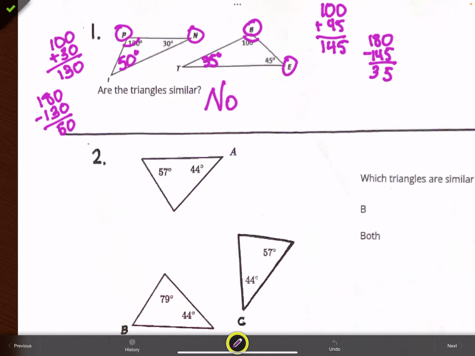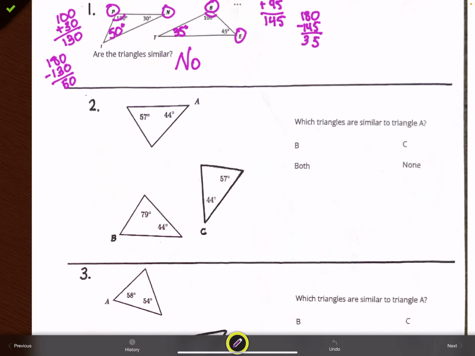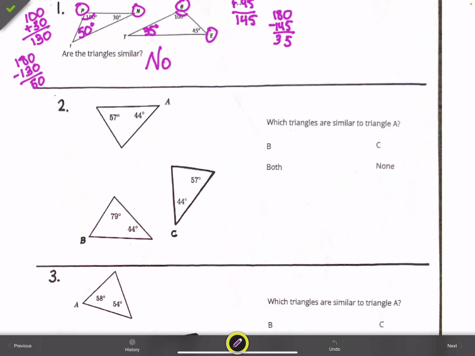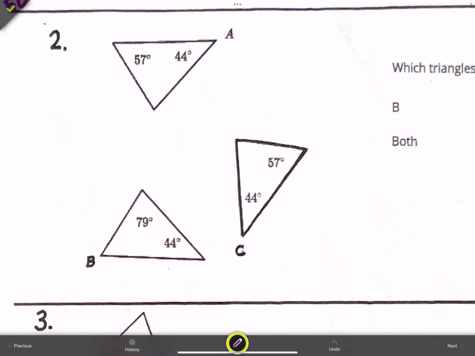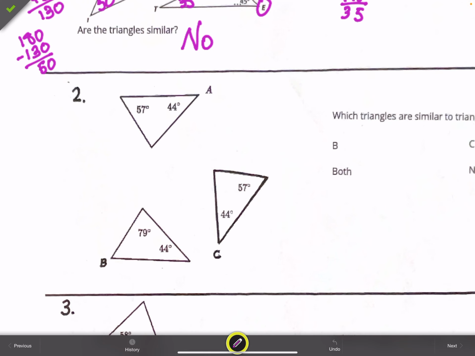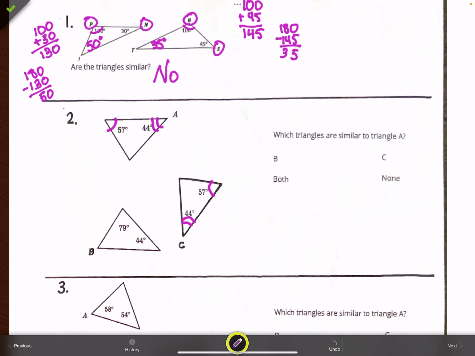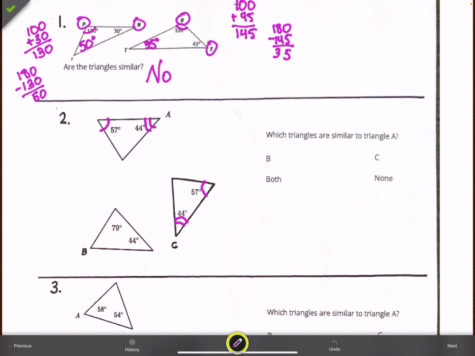All right, so let's check this one. Which triangles are similar to triangle A? And notice it gives me triangle B, triangle C, both or none. So I look at my picture and go, okay, I got 57 here and 57 here. So that's one pair of angles. Then I notice I also got 44 and 44. So one pair of angles, two pair of angles congruent. So triangle A is definitely similar to triangle C.